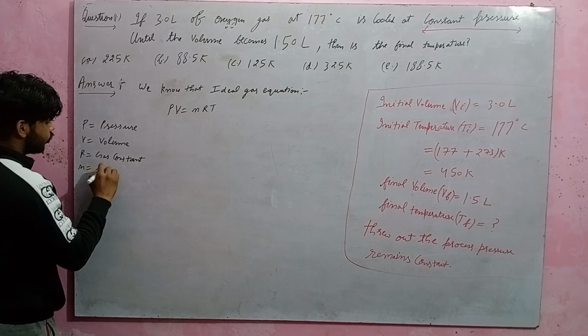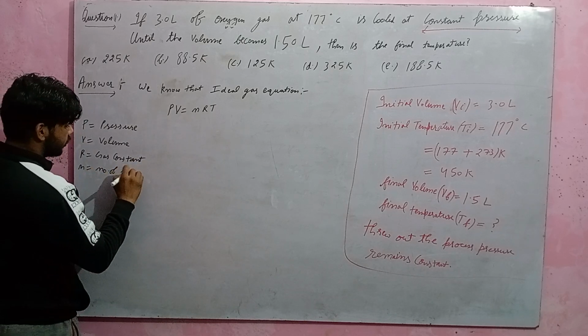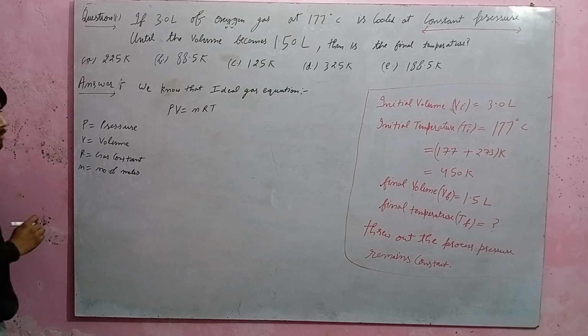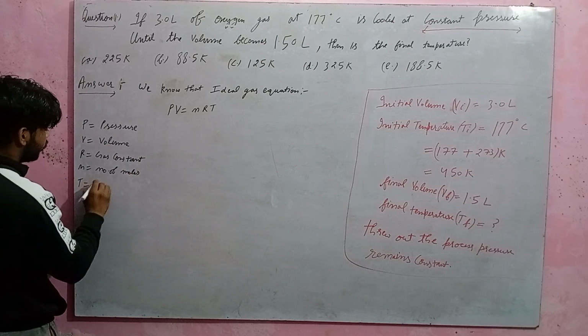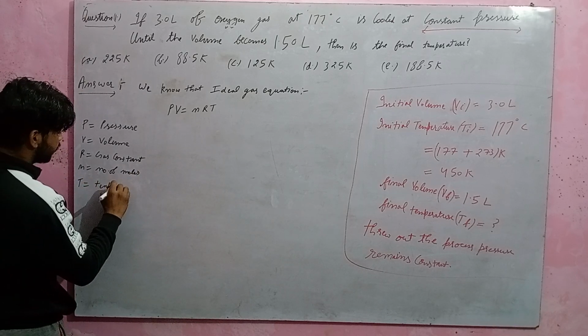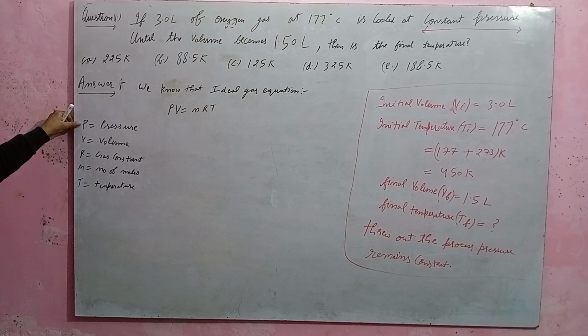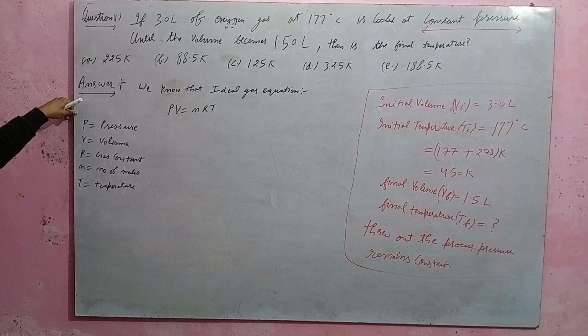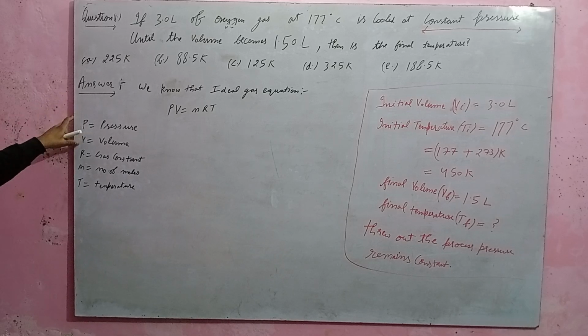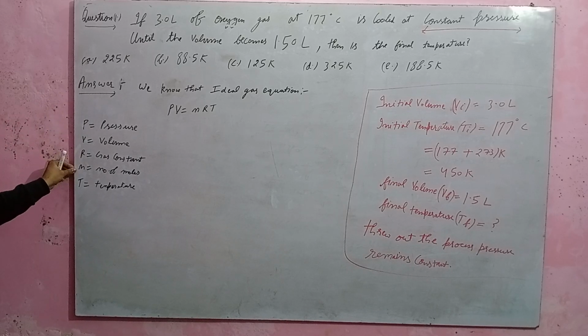Similarly, N is equal to the number of moles, and T is equal to temperature. All alphabets have their usual meanings: P is pressure, V is volume, R is the gas constant, N is the number of moles, and T is temperature.